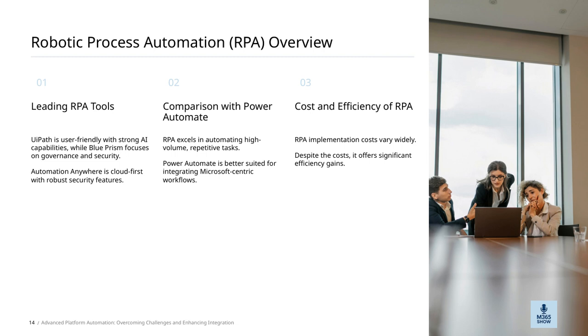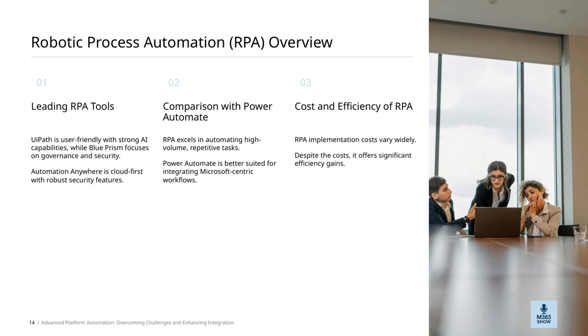When it comes to choosing the right tool, Power Automate is particularly effective if your workflows are primarily Microsoft-centric, as it integrates seamlessly within that ecosystem. Looking at some of the leading RPA tools, UiPath stands out for its user-friendly interface and strong AI capabilities, making automation accessible even for less technical users.